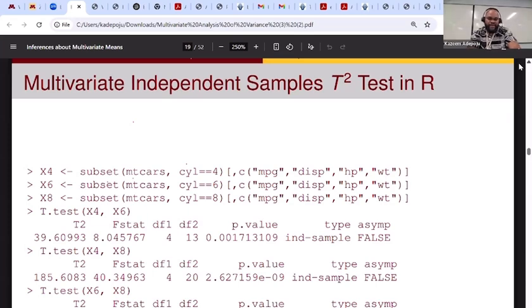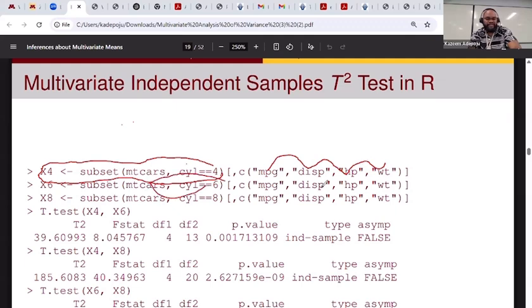Okay, let me tell you this, pay attention. Now, if you take a look at cylinder, X4 represents cylinder 4 and some of these variables. Cylinder 6 has the same set of variables, cylinder 8, the same set of variables. I want you to pay attention to that.